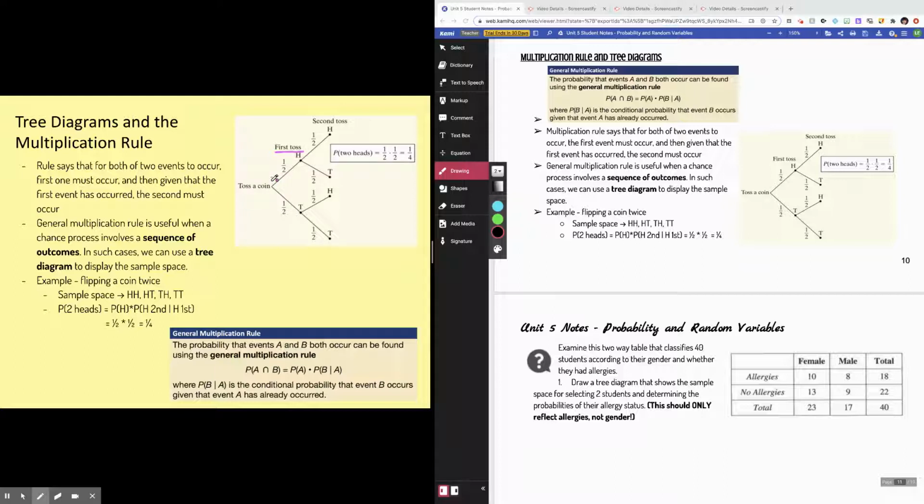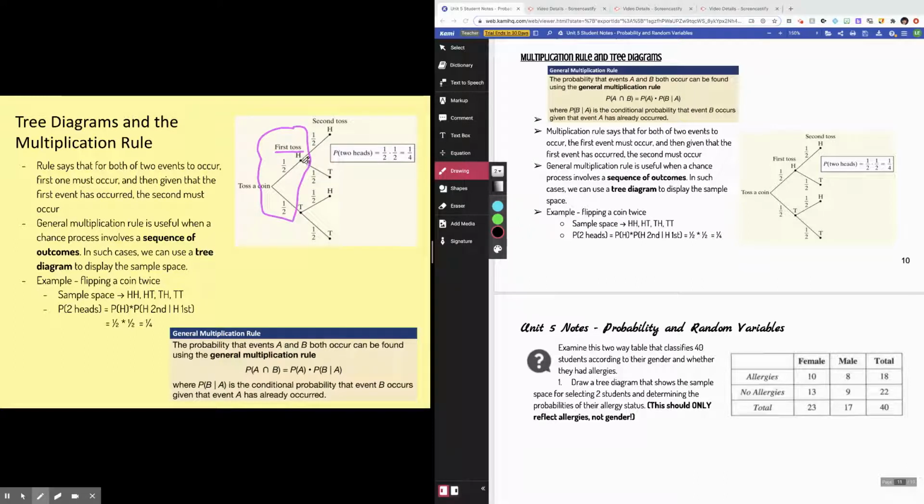So when you're flipping a coin, you have two outcomes, right? Either heads or tails. So that's what this first branch is, as things fall on my desk. That's what this first branch is. It's just showing you the two options, either heads or tails on the first toss.